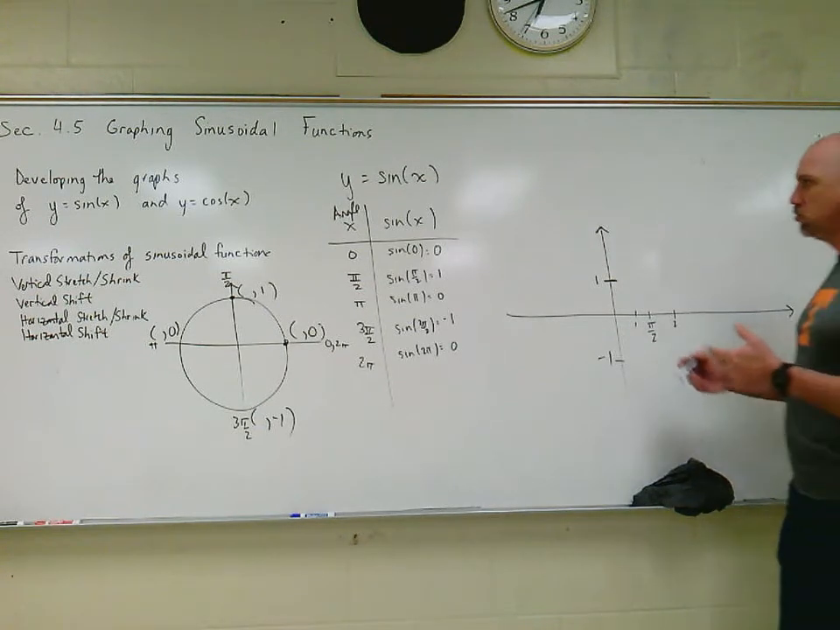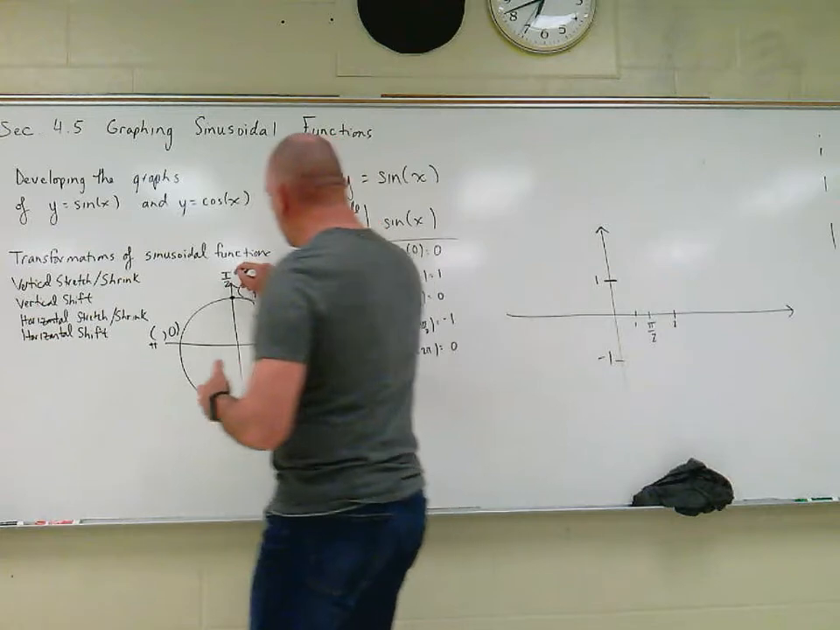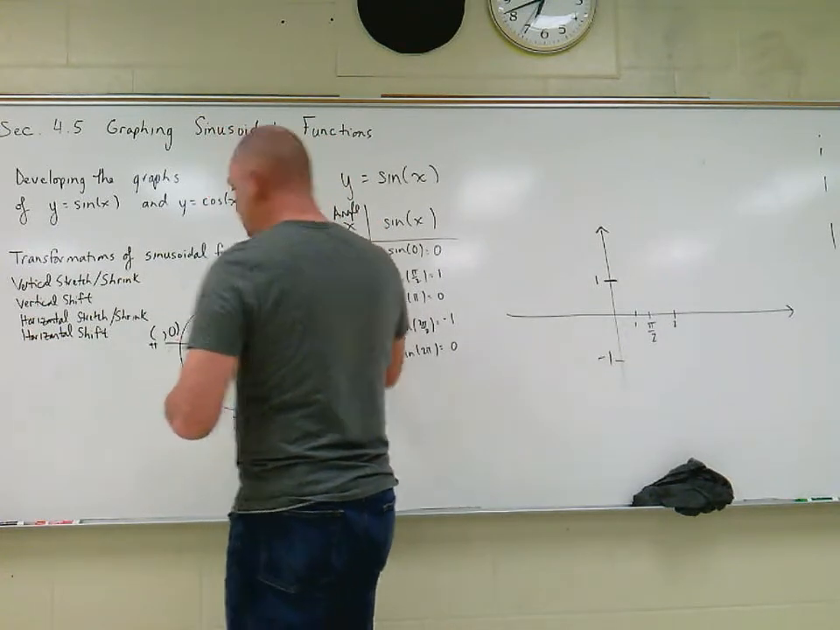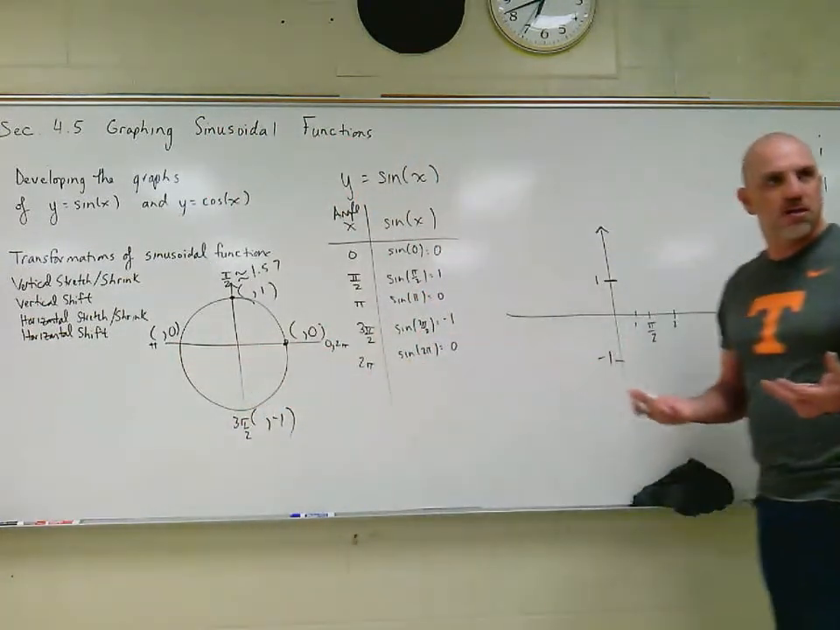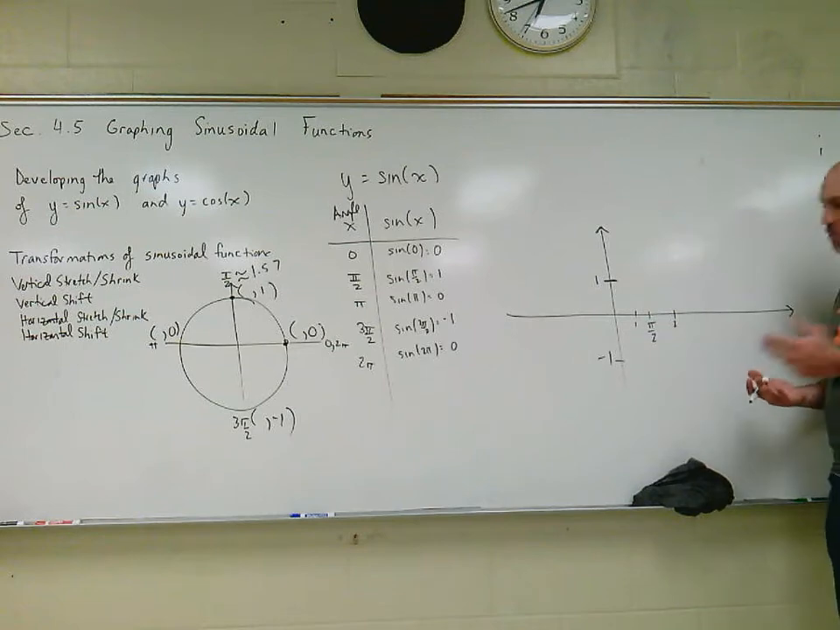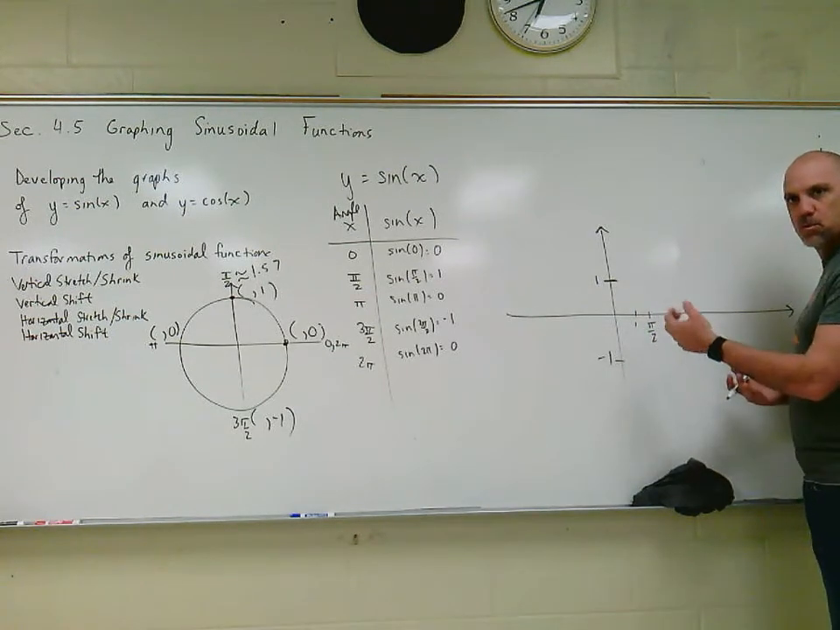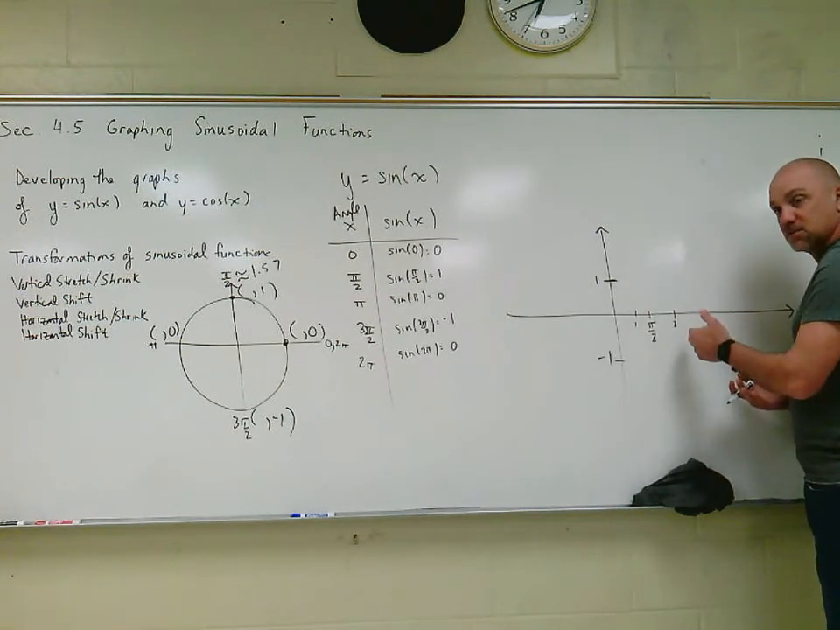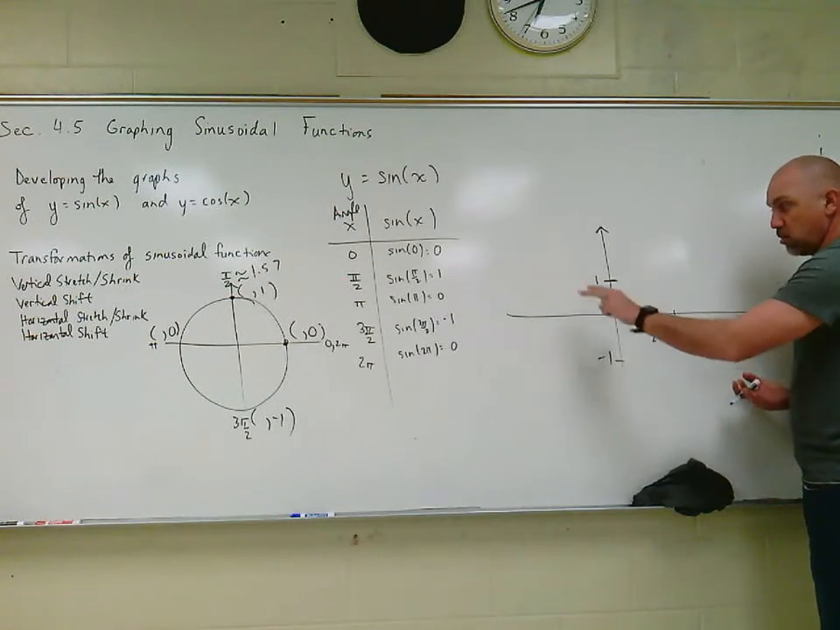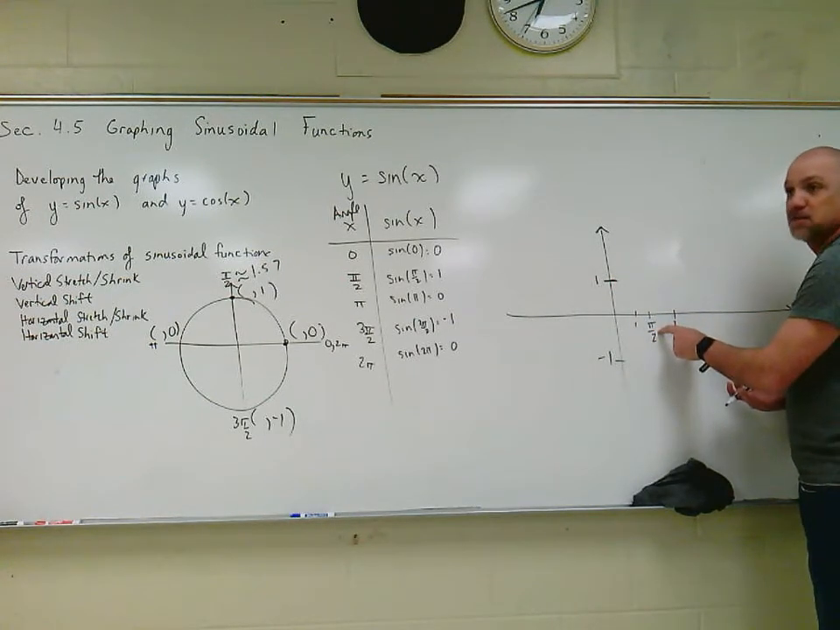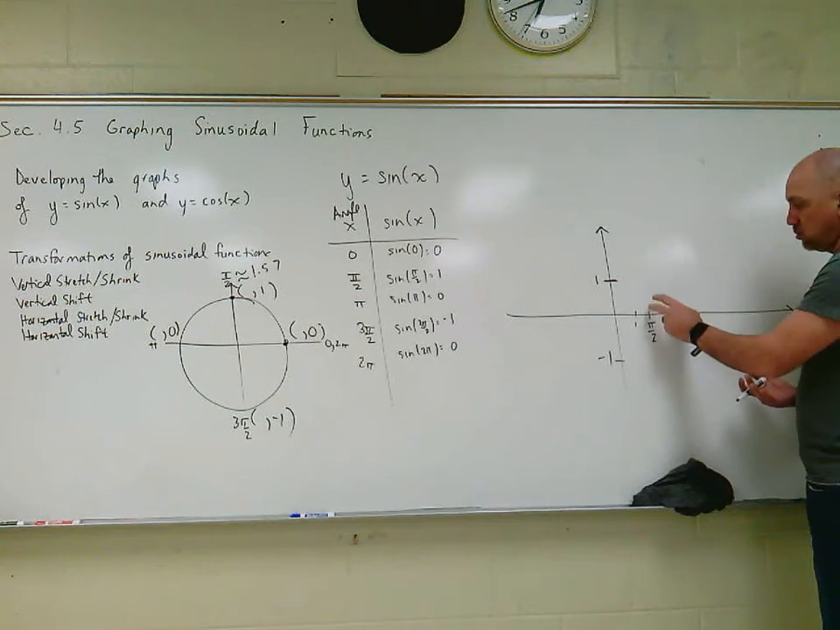So pi over 2 is approximately the number 1.57, right? It has to be rounded because you're truncating pi. It's half of pi. So it's somewhere in here. But it is on the x-axis. Remember, the x-axis represents all the real numbers. So pi over 2 is a real number. It's irrational. It's about there.